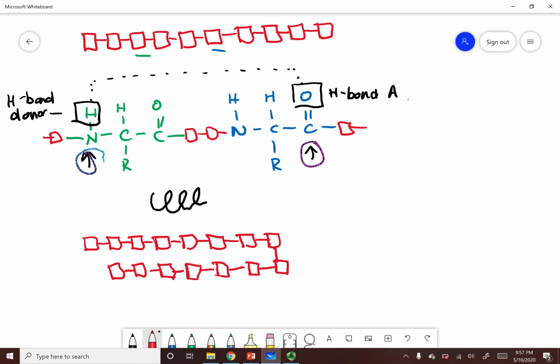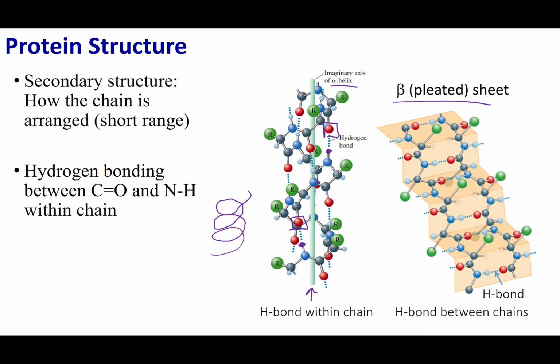So the chain goes one way, it turns and goes along, following alongside the original chain. And so what can occur is I can get hydrogen bonding between that nitrogen and oxygen in the same way. Now this is going to lead to that pleated sheet. So let's go ahead and take a look at that slide again. And you guys can see it in this picture again. Here's my donor hydrogen. Here's my acceptor oxygen, donor hydrogen, acceptor hydrogen.